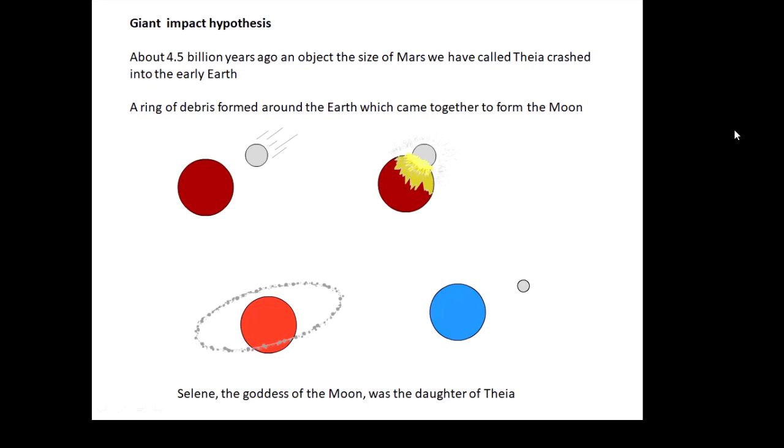Anyway, this big object smashed into lots and lots of little bits, and bits of the Earth as well, and this all formed a giant ring of debris which orbited the Earth, and then all of this stuff came together and formed the moon. And that's called the giant impact hypothesis.